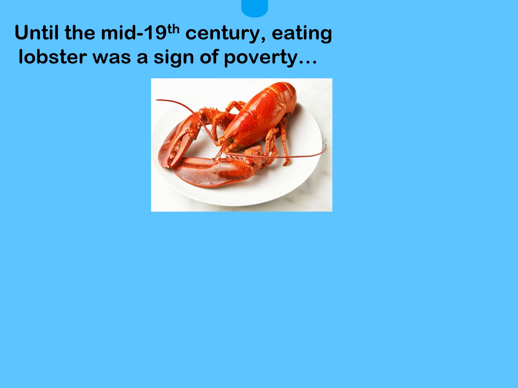A lot of us think of lobster and steak as food for rich people, very fancy food. But not that long ago, lobster was food for poor people. There were so many lobsters, they were so easy to catch, and they're kind of hard to get at. If you've ever eaten lobster, they're difficult to get to the meat. So it was considered food for poor people.